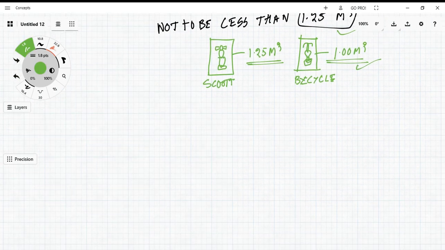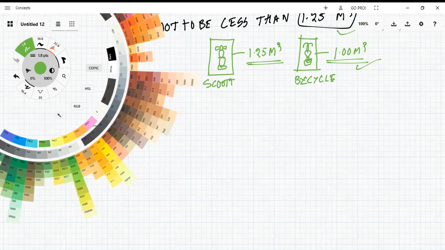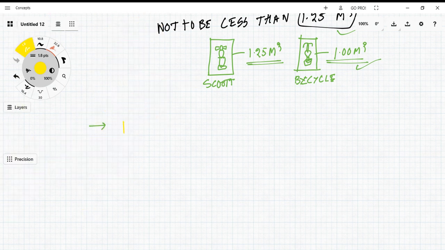Next point, guys. In some cities, the building bylaws are also prepared based on the National Building Code only. In some cities, they follow a concept called ECS, guys. Listen to me carefully. ECS means equivalent car space.